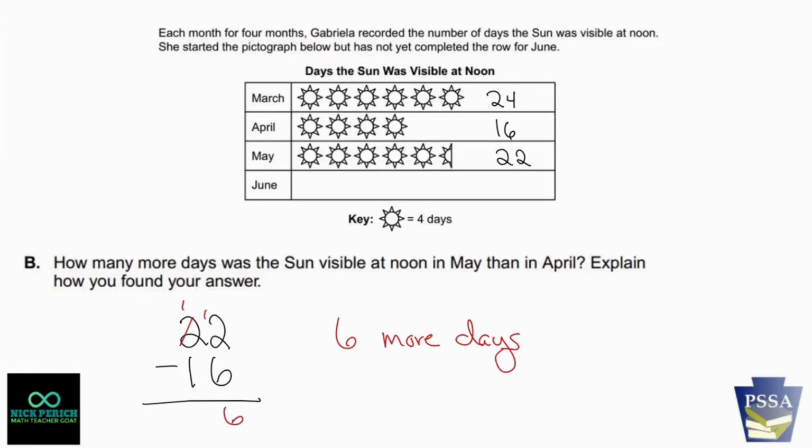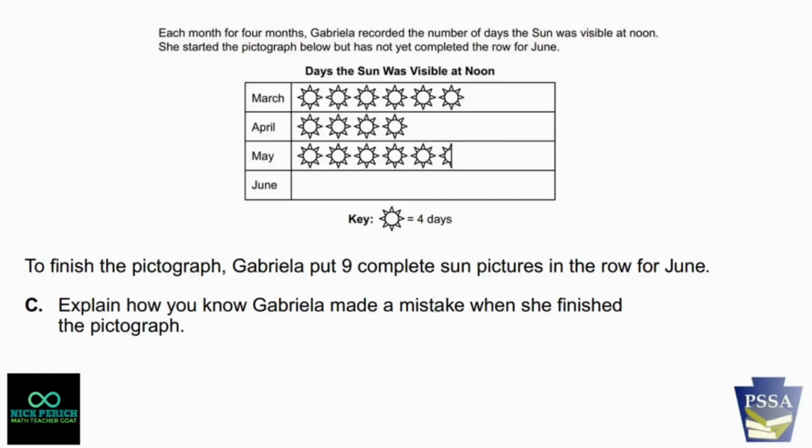So your explanation is to find more days in May, you must subtract. Okay, that was B. All right, so those were our numbers.